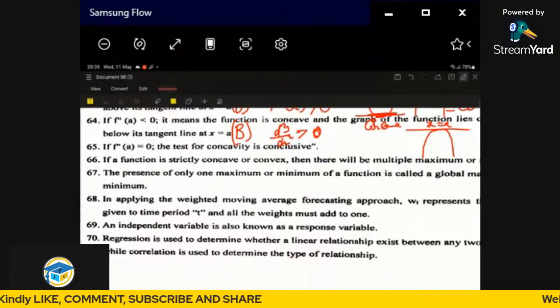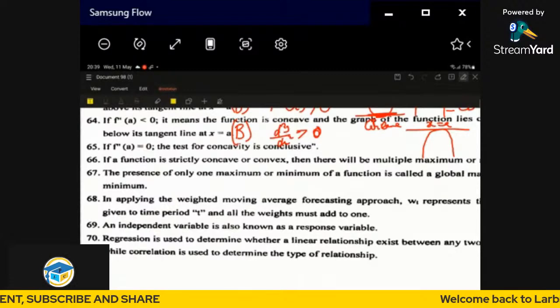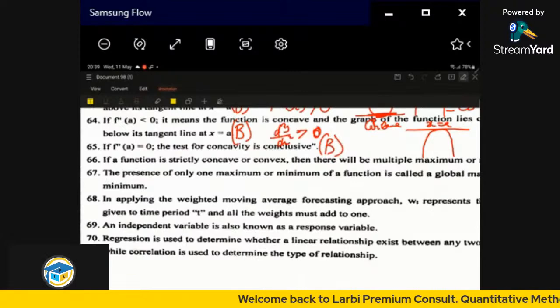So here is also a false statement. Here is also a false statement. That's what we shade: B. So be guided about that.